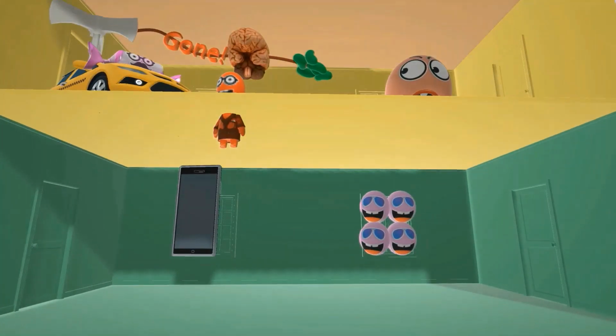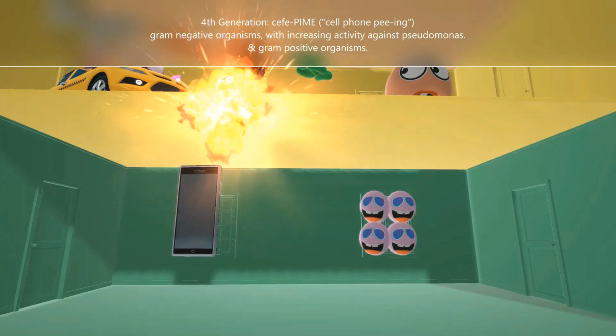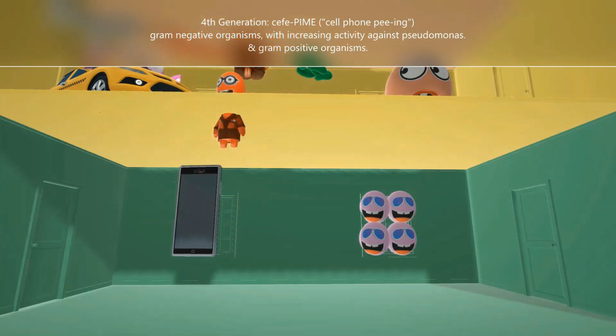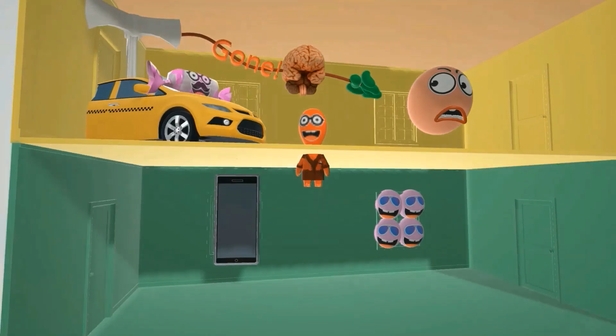So here we see the cell phone that's peeing, which reminds us that the fourth generation includes cefepime, and it's effective against gram-positive organisms, as we see these gram-positive guys over here, but also gram-negative organisms, with activity against Pseudomonas. And that's why this cell phone is also exploding the Suit Man with Money, Pseudomonas. Okay, let's go to fifth generation.